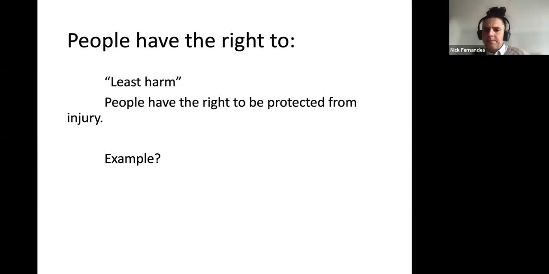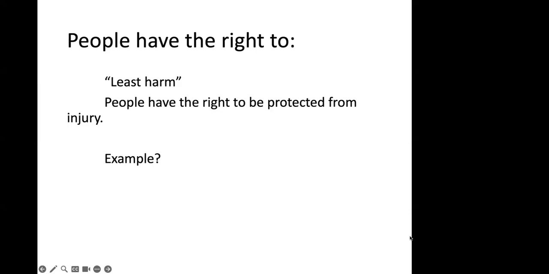Let's try and engage Elizabeth again on this. Elizabeth, are you with us? I want you to please explain the concept of creating the least harm in intervention, and what that means for a social worker from a social work perspective. Please repeat your question, Nick.